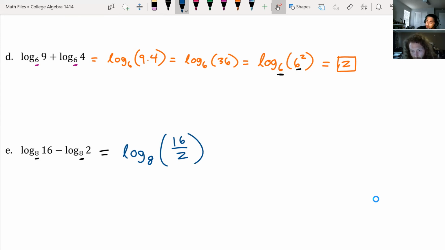Well, we know that 16 over 2 reduces to 8. And look what we have again. Log base 8 matches 8. And we know that this will cancel to 1.